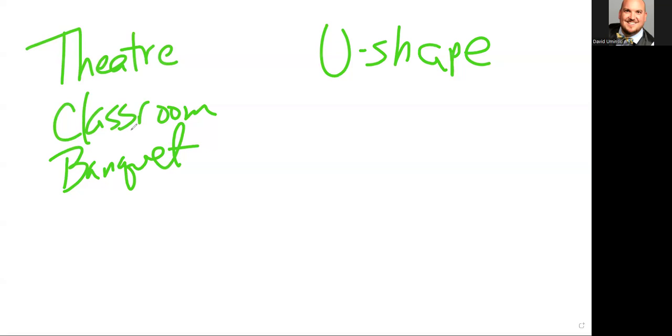I think there's a page in there that has all of them listed in one diagram, if I remember correctly. Banquet style. There is one that's like the U shape, but the head table was connected to both legs. Hollow. That's theater.